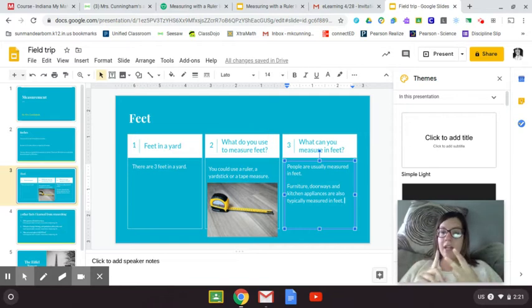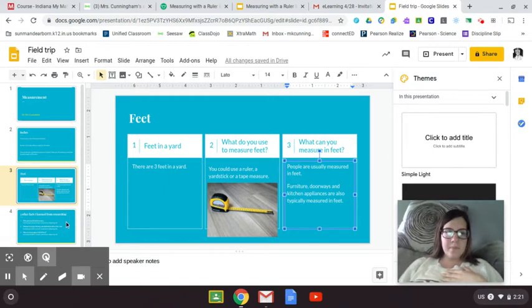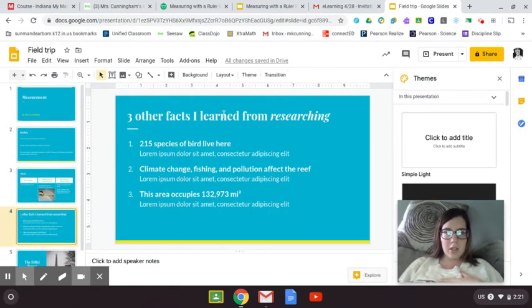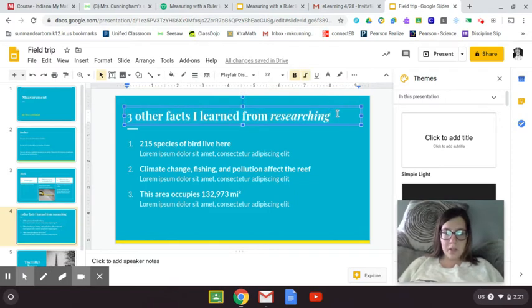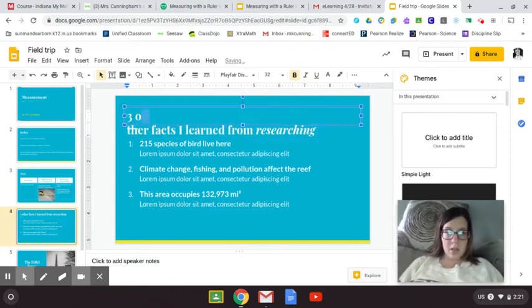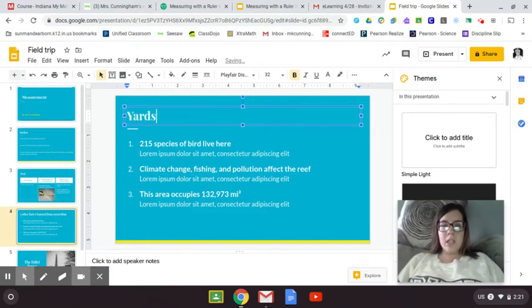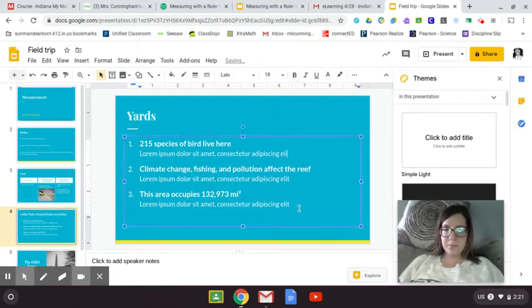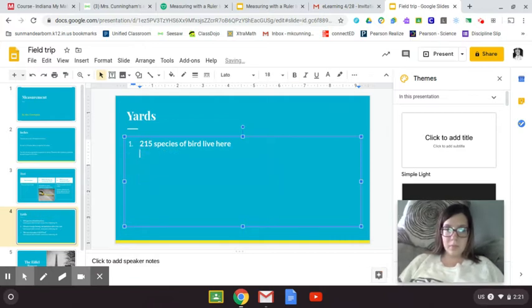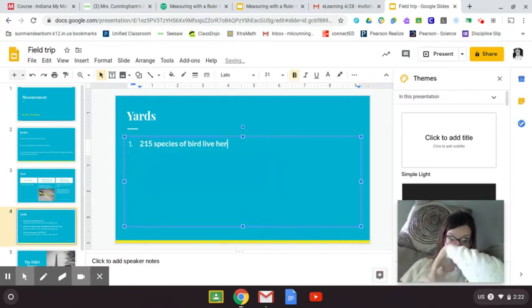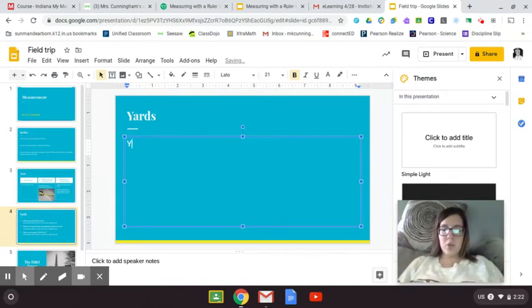Okay, so we talked about inches and feet, and we've talked a little bit about a yard. So I'm not going to make a whole separate slide. Well, I guess I can. So let's talk about yards here. Yards. So what do you use to measure yards? You use a yardstick to measure yards, typically.